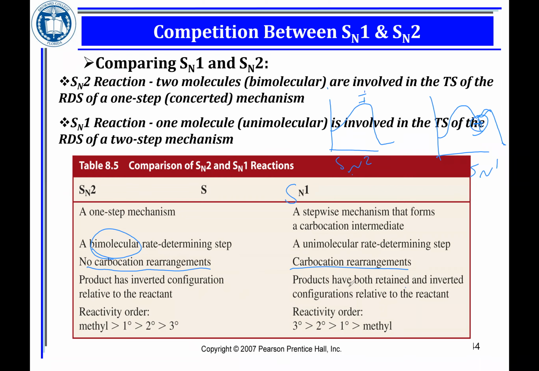In terms of stereoisomers, for SN1 you get two products, in different percentages, but you do have both R and S product. For SN2, you get inverted configuration. So if the reactant is R, you end up with S product, and vice versa. Reactivity for SN2: the less bulky it is, the faster the reaction. For SN1, the more substituted, the faster the reaction.